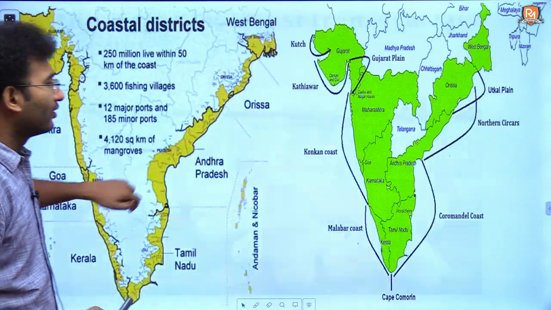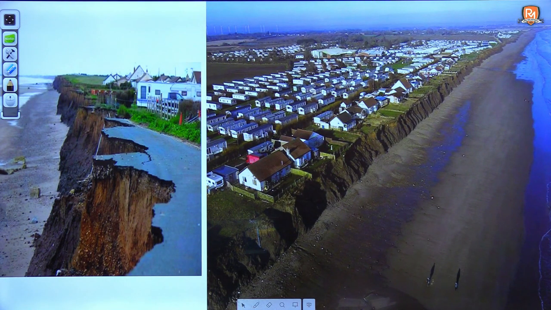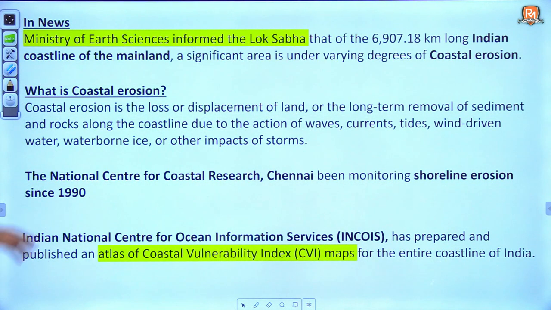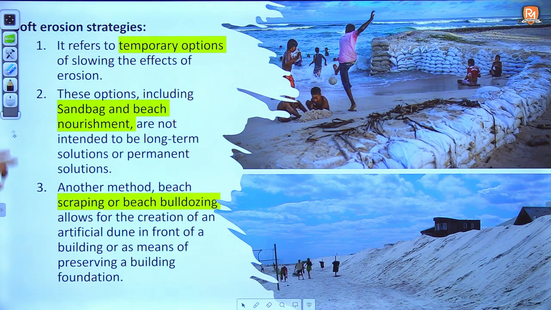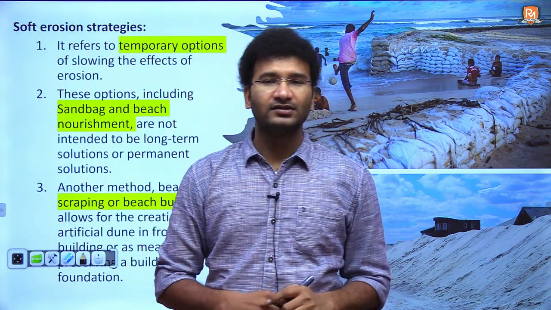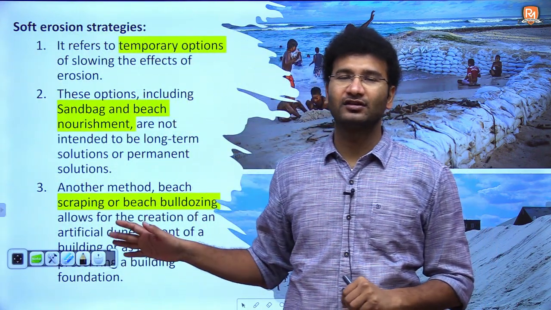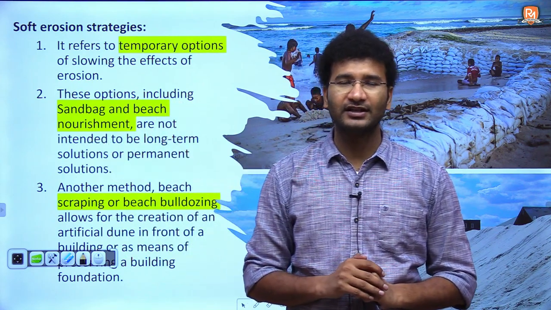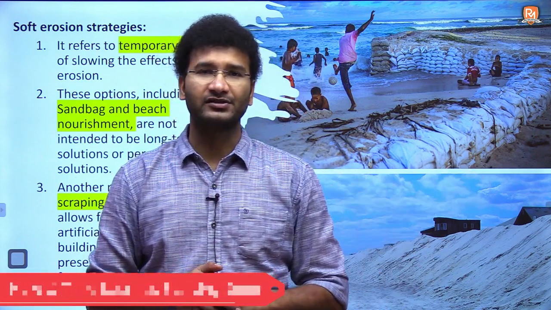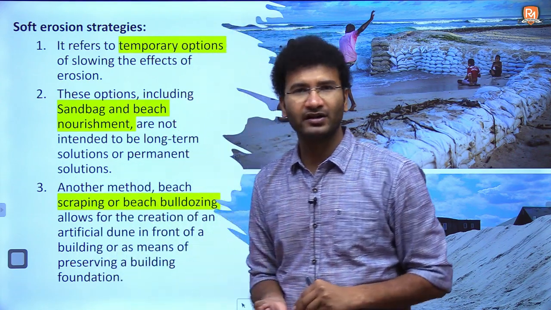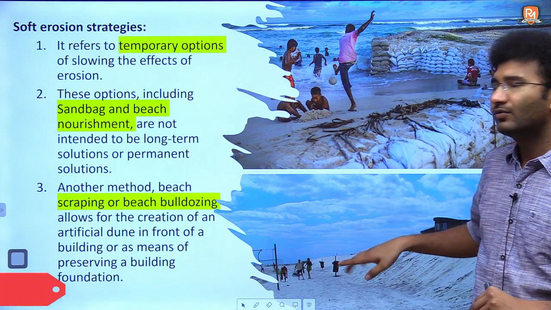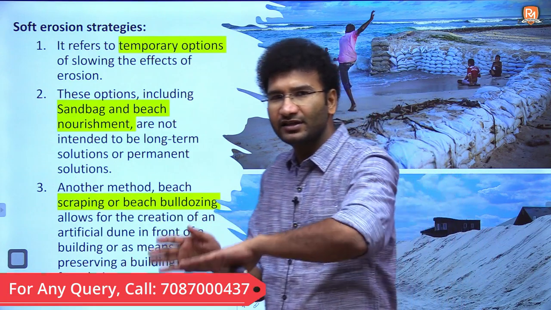Okay. Now, the methods that have been used in coastline protection are, let me show you, just a minute, soft erosion strategies and hard erosion strategies. See, soft erosion strategies are nothing but those which can be temporary in nature. For example, maybe the city of Mumbai, in which one particular area erosion is taking place. In order to protect that, they bring up temporary structures, like they put in sandbags, or else they put in levee kind of structures by scraping the beach so that the water will come and hit this beach and can go back.